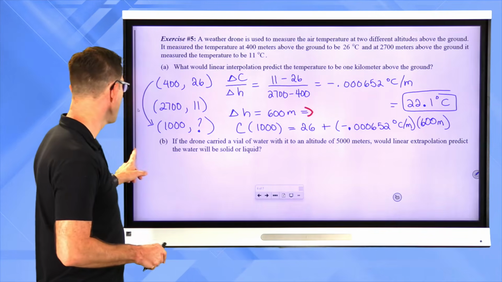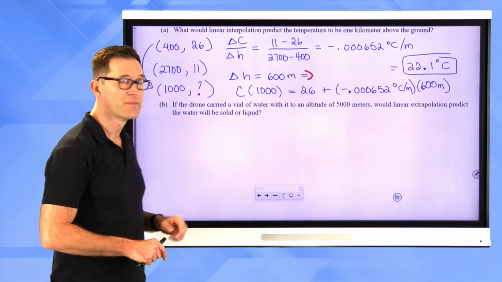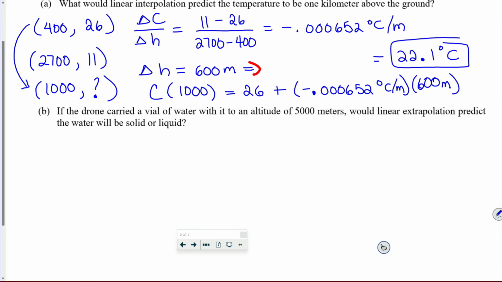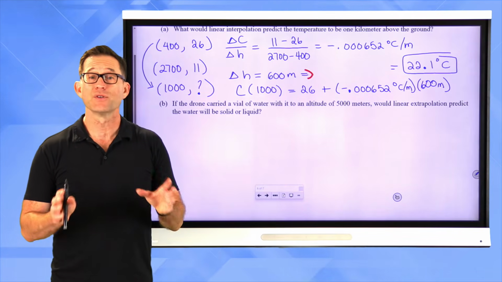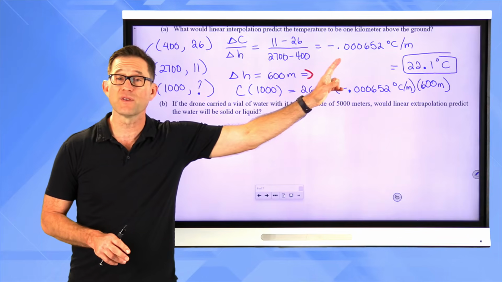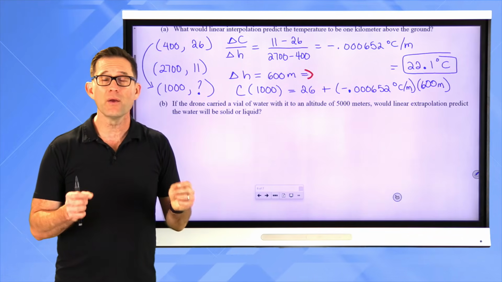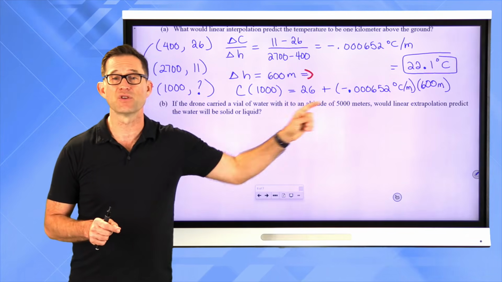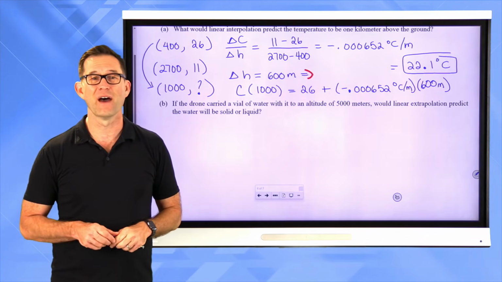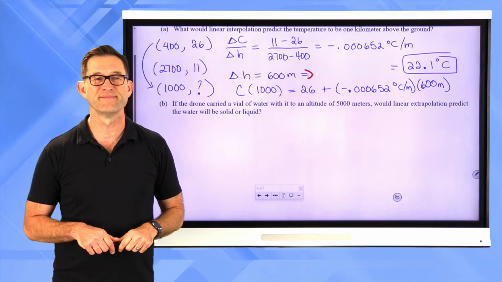Now let's look at letter B. If the drone carried a vial of water with it to an altitude of 5,000 meters, would linear extrapolation predict the water will be solid or liquid? All right, so here we're going to bring in a little bit of science as well. So what I'd like you to do, we already have the rate at which the temperature is changing. We really want to figure out whether that vial of water is going to be solid or liquid at an elevation of 5,000 meters. Pause the video now and see if you can figure that out.